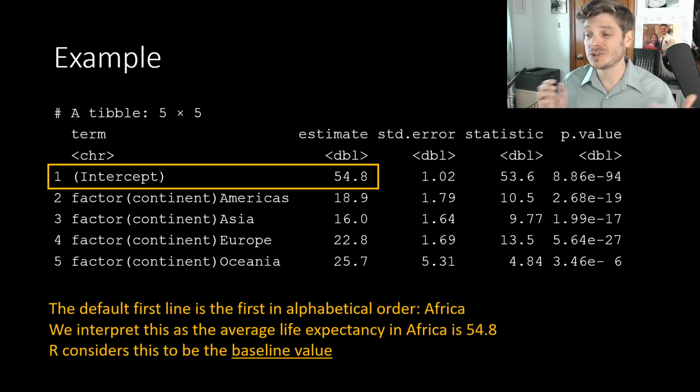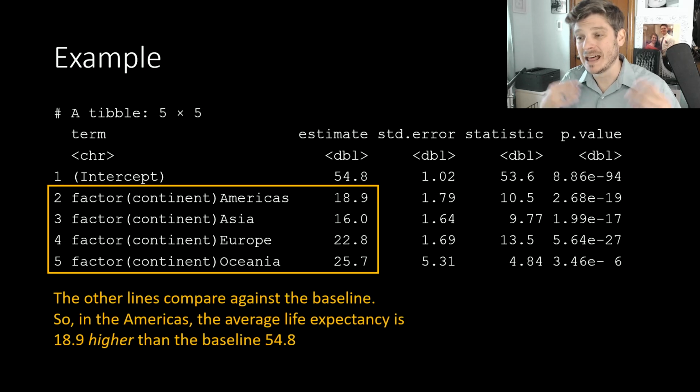So R is going to interpret the average life expectancy in the year 2007 for the continent Africa as being 54.8, and R considers this now as the baseline. Now, you can actually set up the code so that it doesn't necessarily do it in alphabetical order, but again, by default, it will do it in alphabetical order. So again, the baseline value is for the first continent in alphabetical order, which is Africa, which is 54.8. The other lines are compared against the baseline.